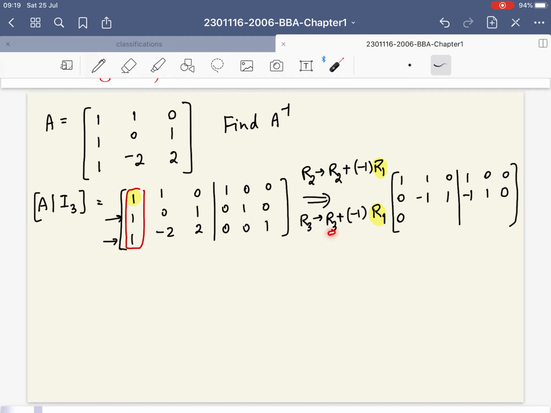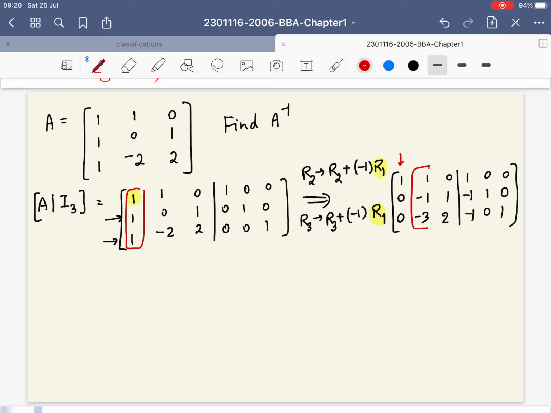Same thing applies to your R3. This one, R3 minus R1, so negative 2 minus 1, so you have negative 3. 2 minus 0, so you have a 2, and 0 minus 1, you got negative 1. 0 minus 0, so you have 0, and the last one, 1 minus 0, you got 1. Now the first column is done, and as you continue, the first column must be the same. You don't need to recalculate it.